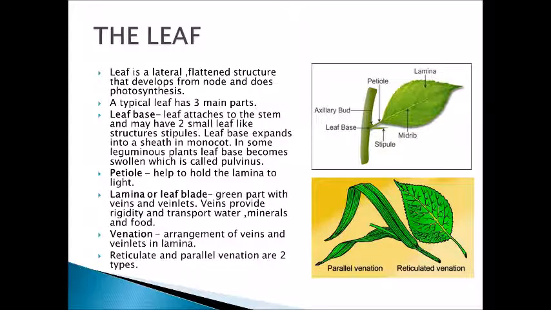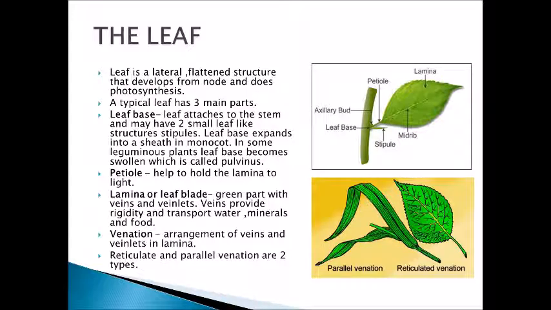Now the next is about the leaf. A leaf is a lateral flattened structure that develops from a node and does the function of photosynthesis. It is a dorsoventrally flat structure. All the leaves develop from the node region of the stem. Now, a typical leaf has three main parts.